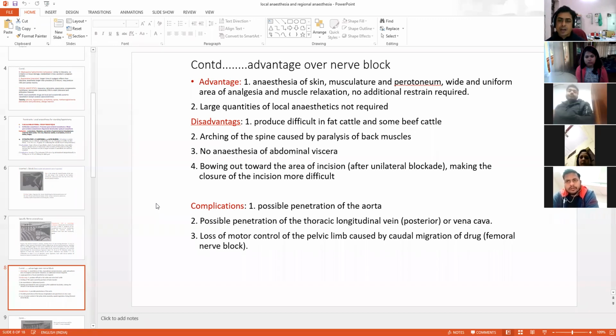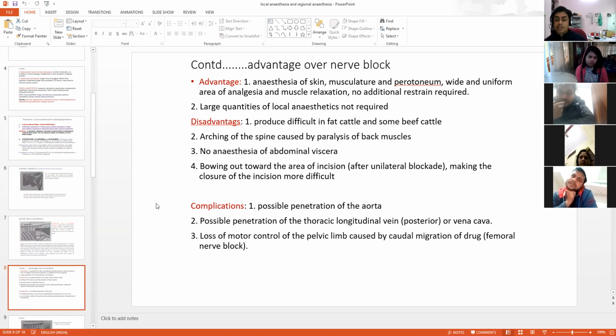Bowing out towards the area of incision, making closure of the incision more difficult. On whichever side you give the anesthesia, the animal will bow down a little to that side, because there is analgesia and the spine curves towards that side. Therefore, in that area, closing of the incision sometimes becomes difficult.